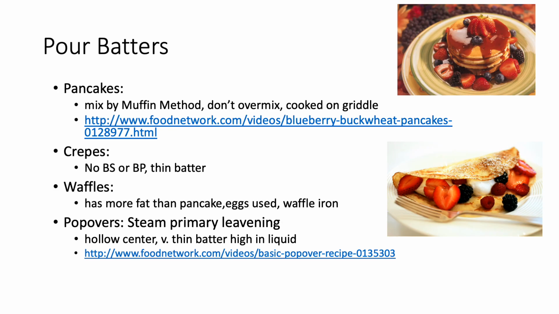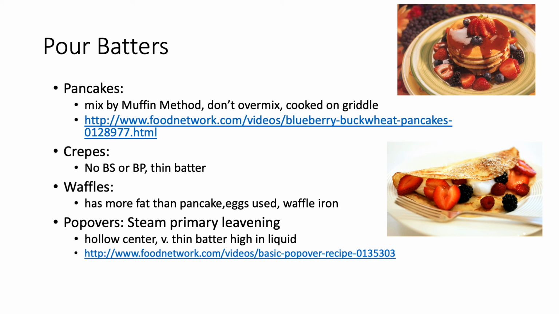So pour batters, some different products that use pour batters. So pancakes, cooked on a griddle, those use a pour batter. Crepes as well. Crepes are much thinner than pancakes due to them not having the baking soda or baking powder, so that's why they're so thin. They're also generally made on a special frying pan, which is basically like a 6-inch frying pan or so. Waffles have a bit more fat than pancakes because they use that egg in there, along with a waffle iron used to make those.